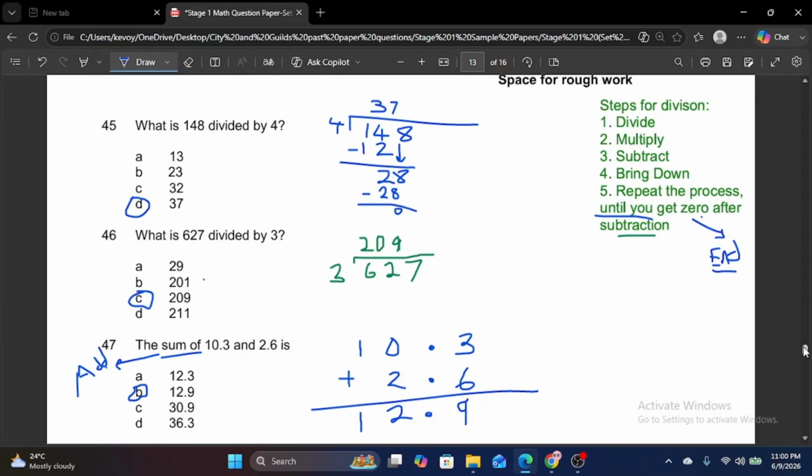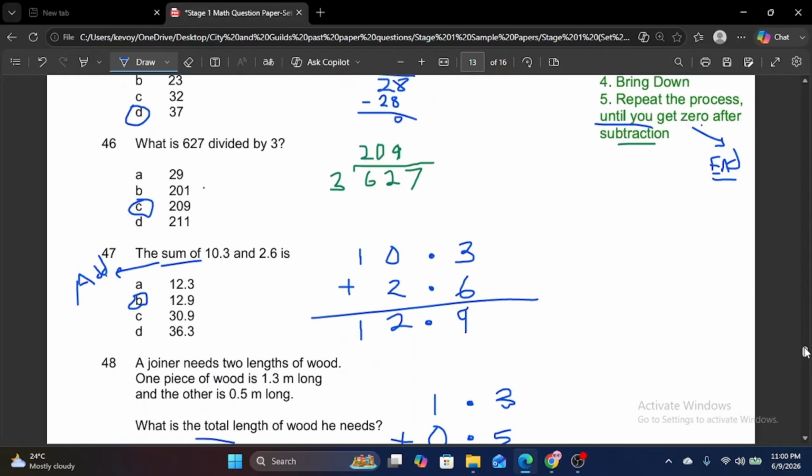I think it would be unfair for me to go through all these things over again. So I'm just going to tell you what I did to get the answer. So for this one right here, alright, let me just quickly do it again. So for this one right here, we have 627 divided by 3. So let me just quickly do it.